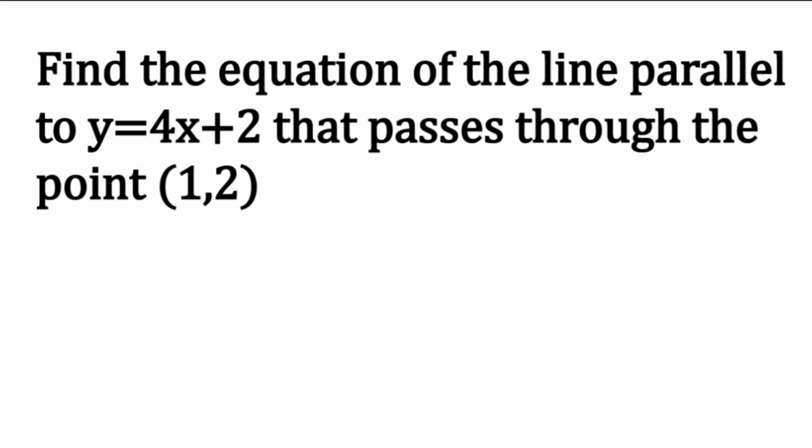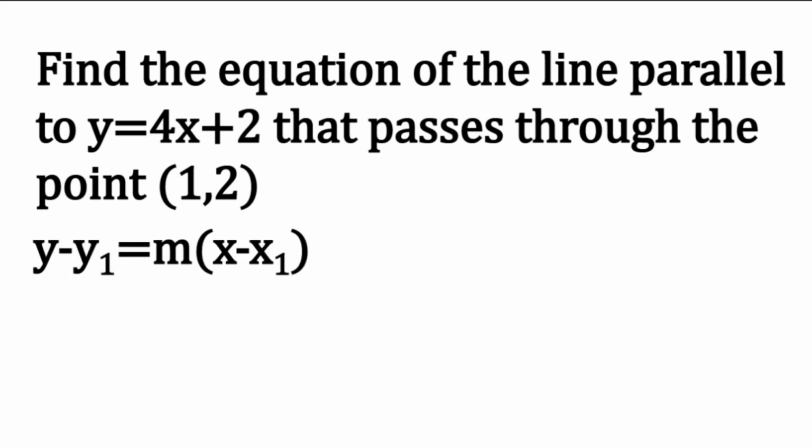So we can use the point-slope form. We have y minus y1 equals m times the quantity x minus x1. For our slope, it's 4, and for our point, we have 1 for x1, and for y1, it's 2. So we have y minus 2 equals 4 times the quantity x minus 1.